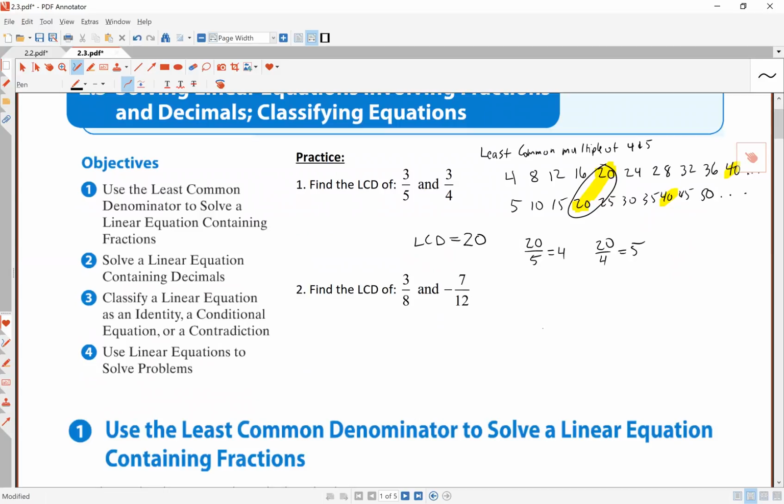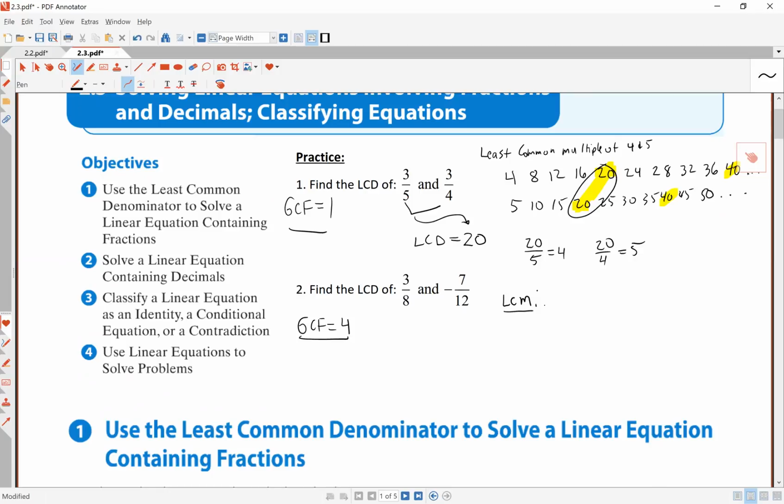But notice how 4 and 5 have a greatest common factor of 1. That's why it was simply 5 times 4, which is 20. In number 2, you have 8 and 12. 8 and 12 both share a 4 in common for their GCF. So their least common multiple is going to be smaller than 8 times 12, which is 96.